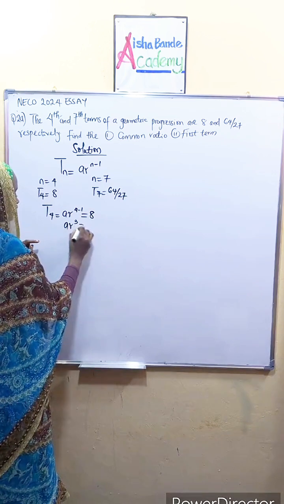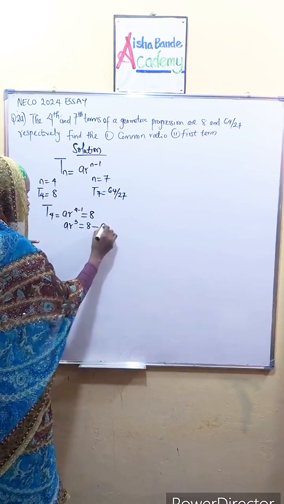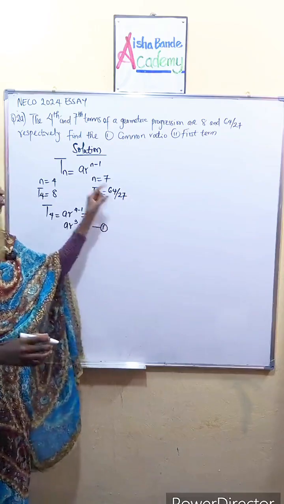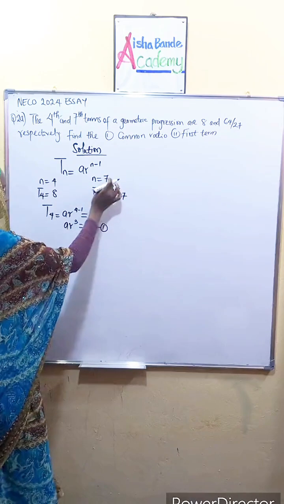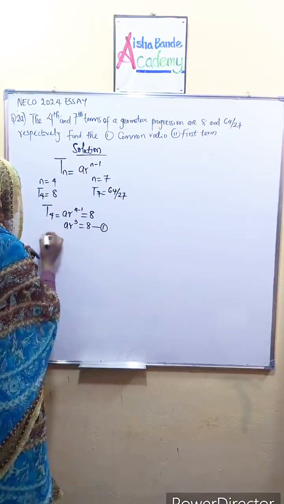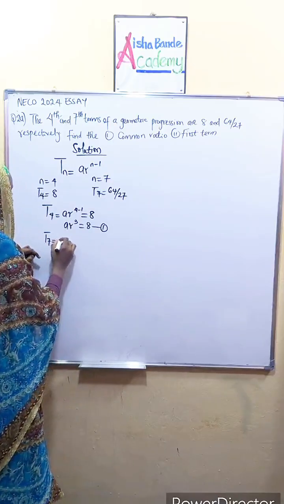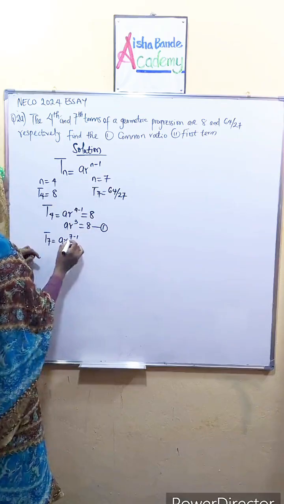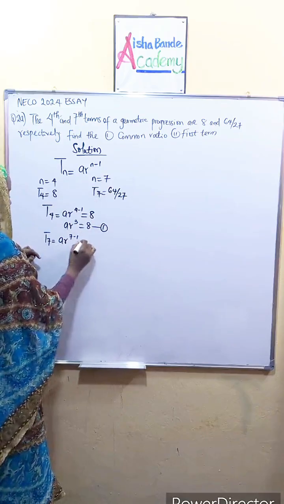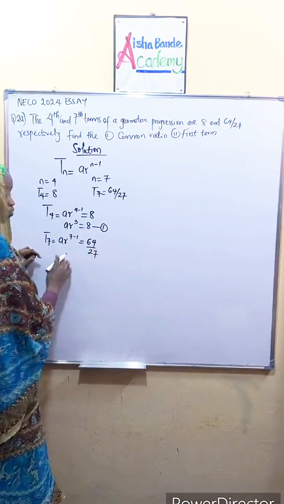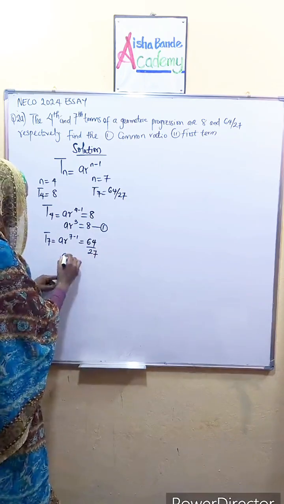For when n equals 7, we also substitute the values into this formula. So we have T7 equals ar raised to the power of 7 minus 1. That is the n here, which is 7. So we have T7 is 64 over 27. So we simplify this as well. We have ar to the power of 6 equals 64 over 27. So we call this equation 2. So we have 2 equations here now.